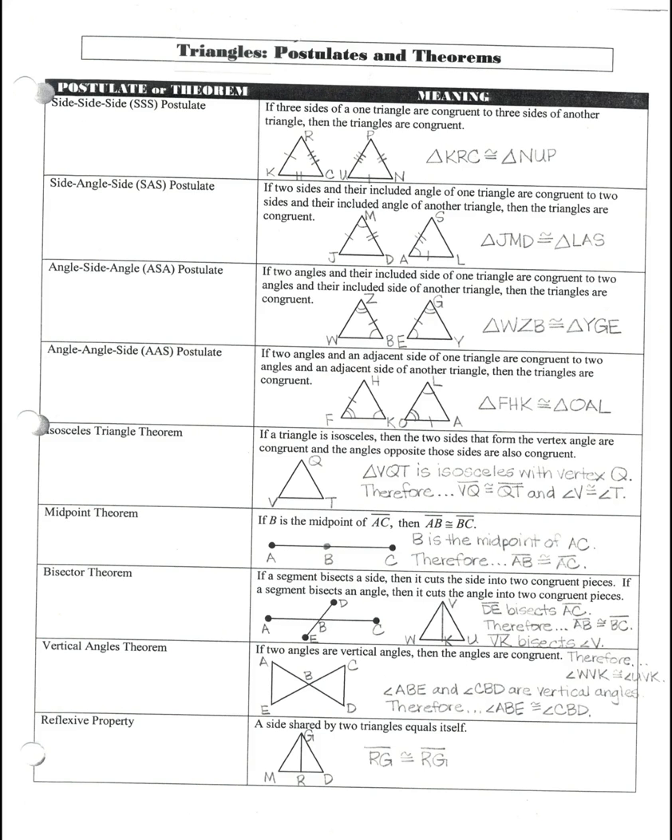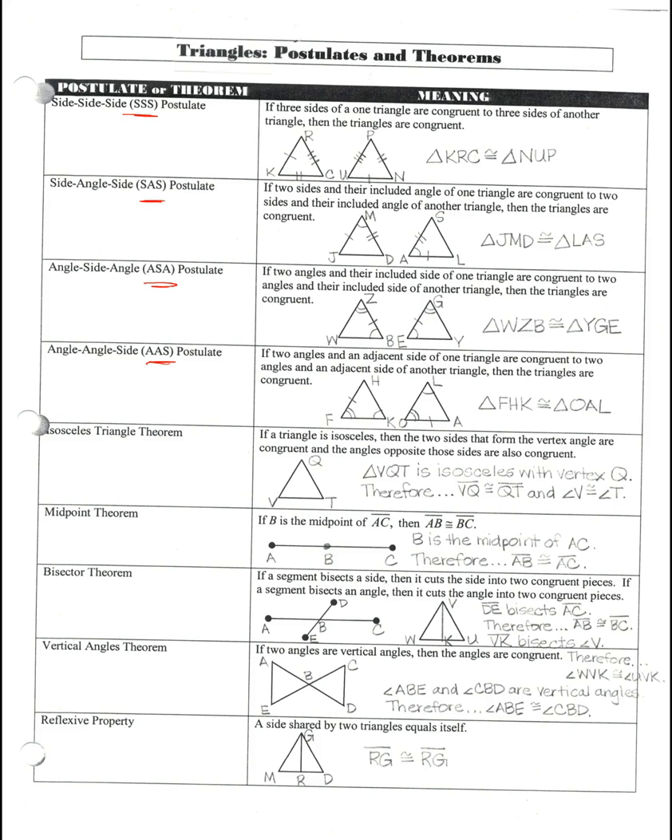And it's very similar to the other proofs we did earlier in the year, except that now we are looking at how to prove two triangles congruent. So start by finding this sheet in your packet, Triangles, Postulates, and Theorems. You don't have to pull it up right now, but just make sure you know where it is. Remember that before break, we talked about the SSS, SAS, ASA, and AAS postulates for proving two triangles congruent.